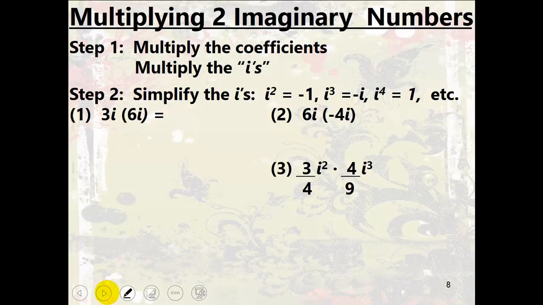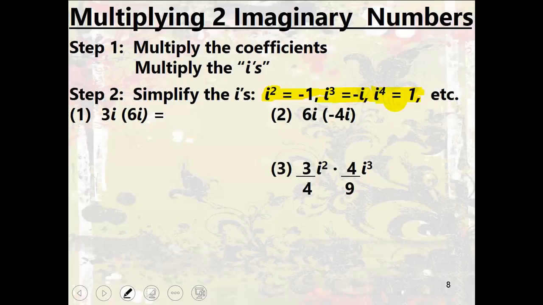When you're multiplying two imaginary numbers, multiply the coefficients and then multiply the i's. Once you have the i's multiplied, you want to simplify the i's, remembering that i squared is equal to -1, i cubed is equal to -i, and i to the fourth is equal to 1.